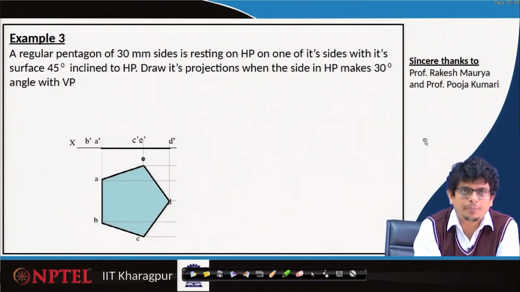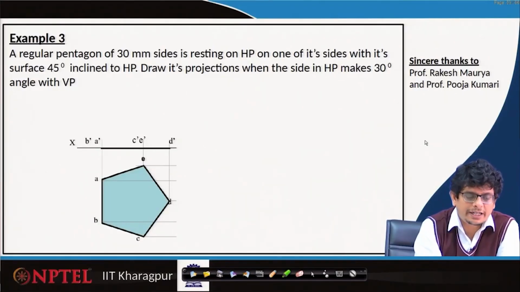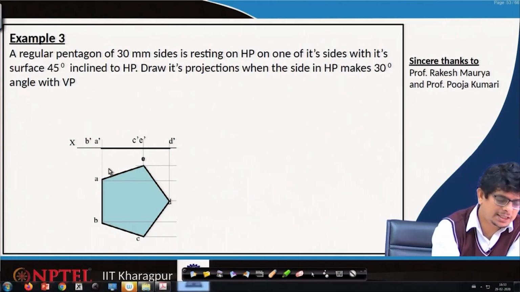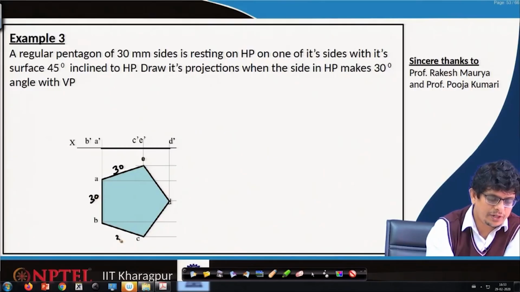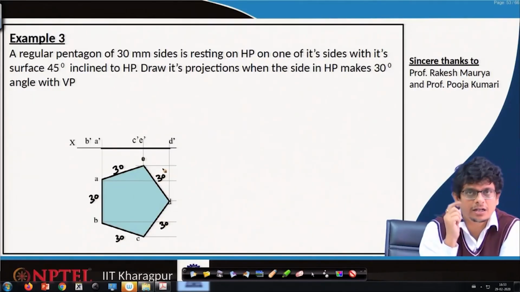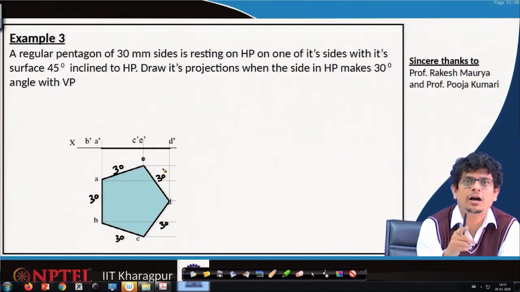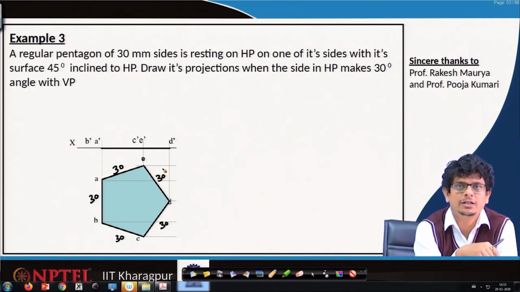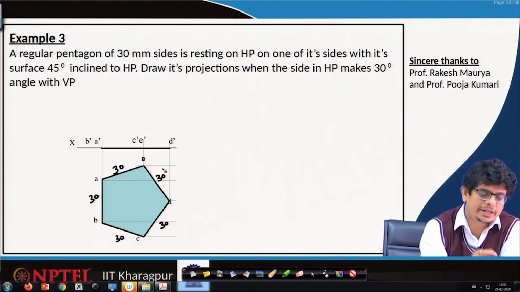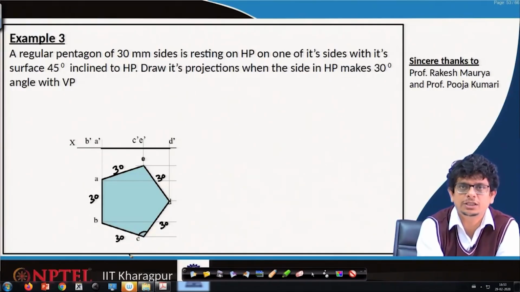This is the typical pentagon. It has 30 mm sides, so this one is 30 mm. We know how to construct a pentagon by inscribing a circle or circumscribing a circle, or the other way, from the semicircle method also we can construct this pentagon. The other way is by knowing the angle between these two sides, we can also construct this pentagon.